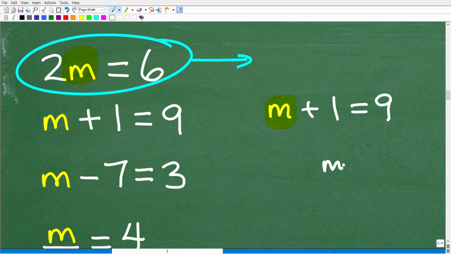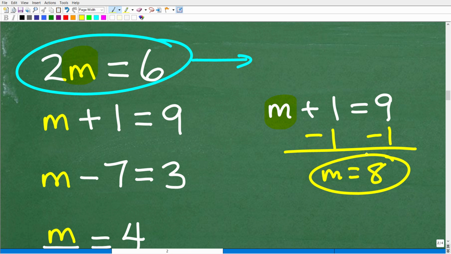So remember, we want to get m by itself on the left-hand side, and we want to get one number on the right-hand side. So how can we get m by itself? Well, I have m plus 1. Well, how about we just subtract a 1 away, because m plus 1 minus 1 will just give us this m by itself. But if you do this on the left-hand side, you can do this on the right-hand side. So 9 minus 1 is 8. m is equal to 8.